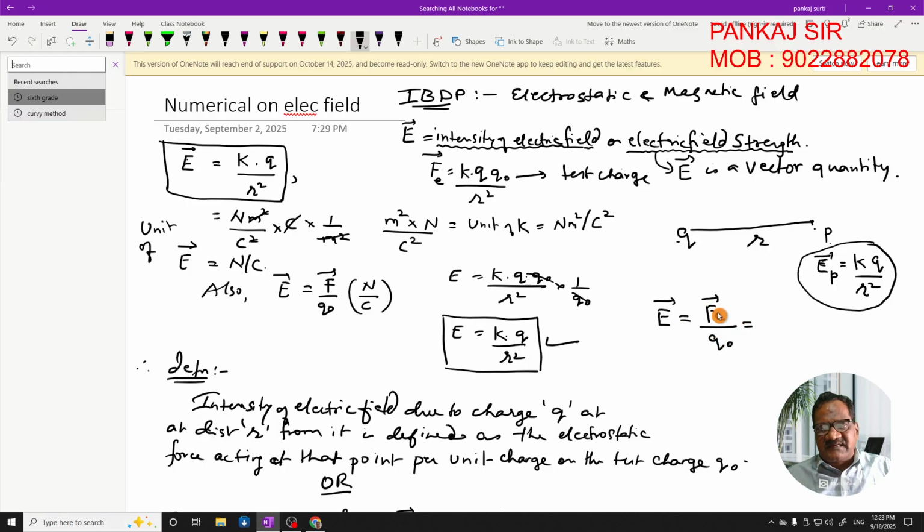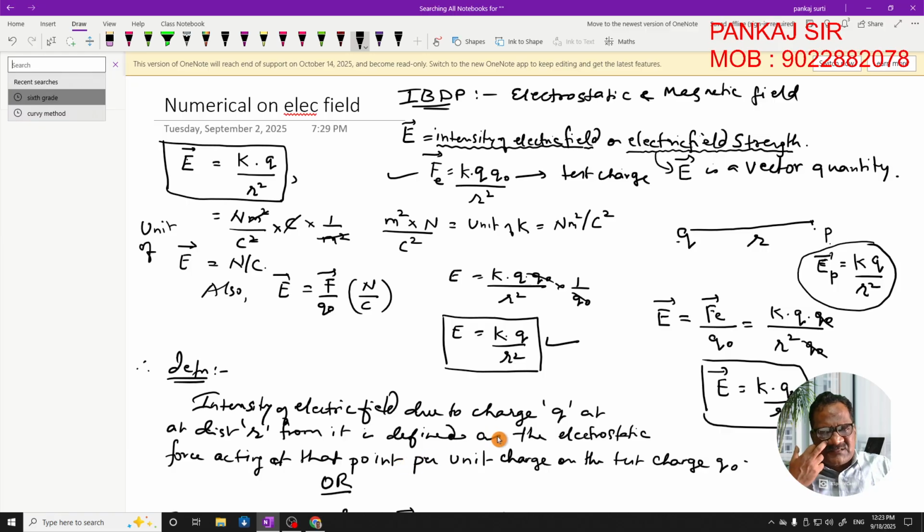And force acting is given by this formula. I told you Fe is given by K times Q naught divided by R square, divided by Q naught. You will get a Q naught over here, so Q naught gets cut. So ultimately your E formula, that is electrostatic field strength formula, becomes K times Q divided by R square. So I have taught you the derivation also of this particular formula. Okay, can you see this formula? One and the same, and this is the definition, right?